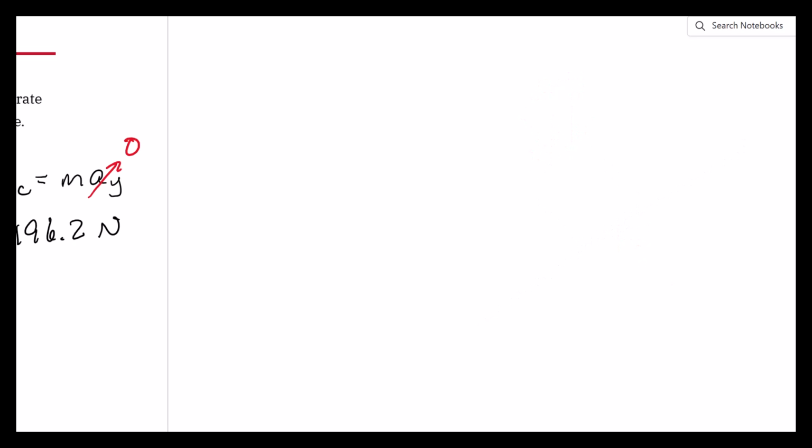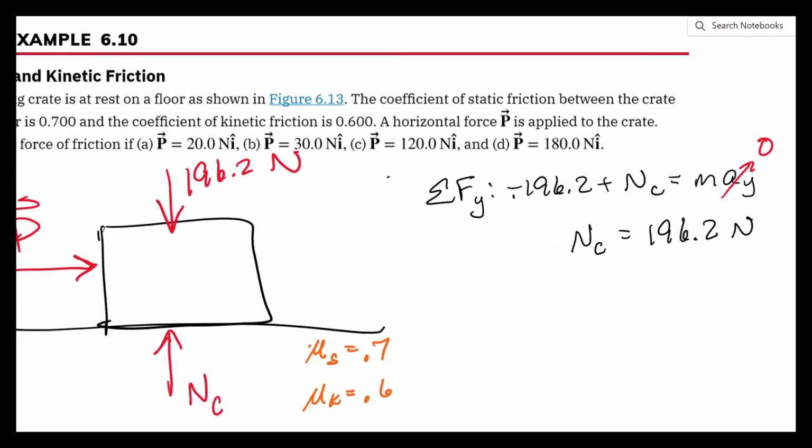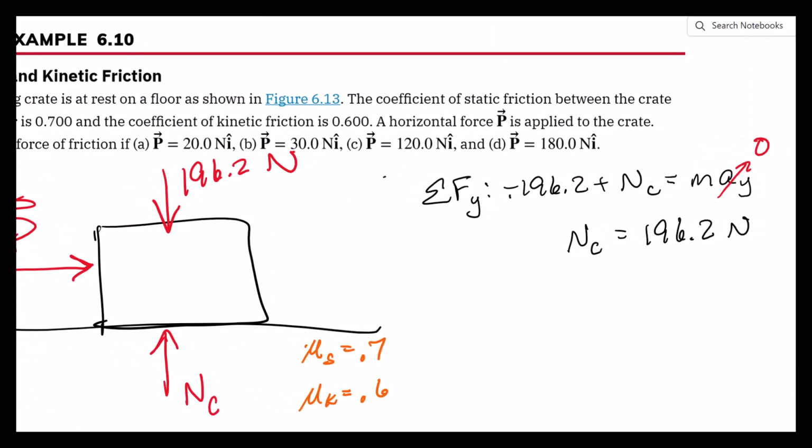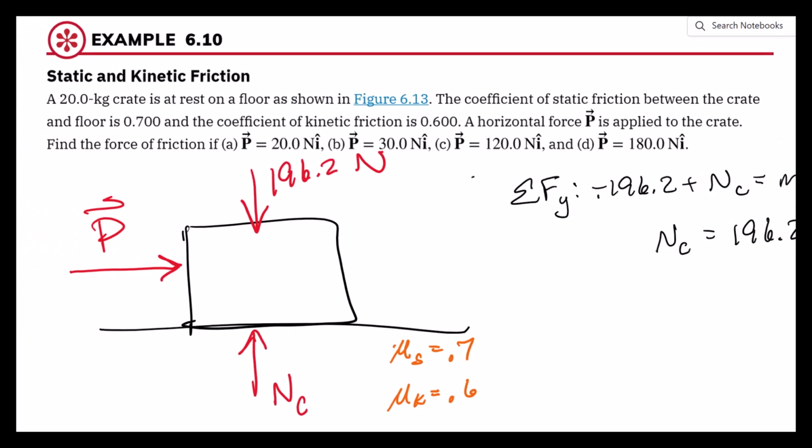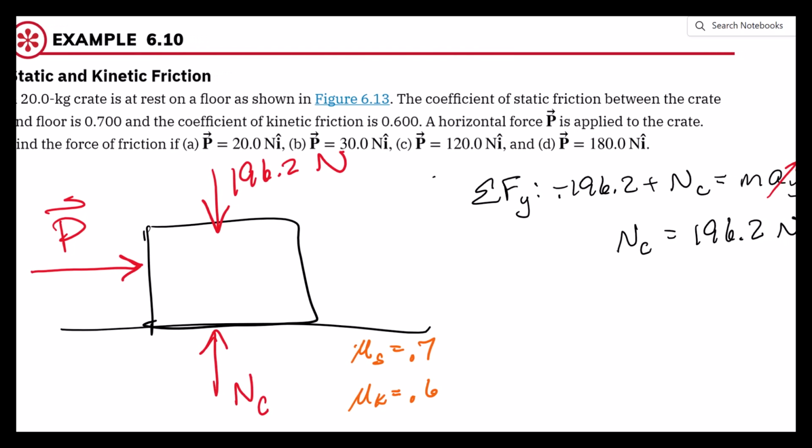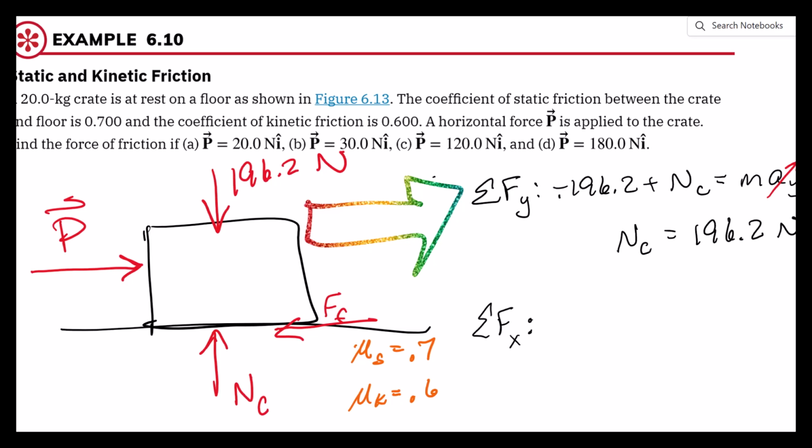So do the math anyway. Always write out the sum of the forces in the y direction to make sure that you're getting the correct value for the normal force. Okay, so find the force of friction. There's a frictional force that's preventing impending motion. So he's trying to go this way. Frictional force. I guess I should have written that earlier. Okay, so the sum of the forces in the x direction is P minus F, and this is mass times acceleration in the x.